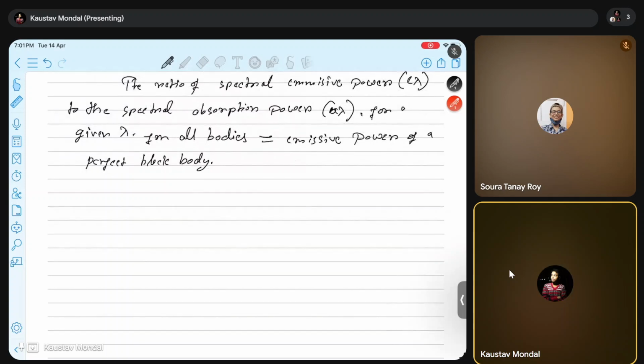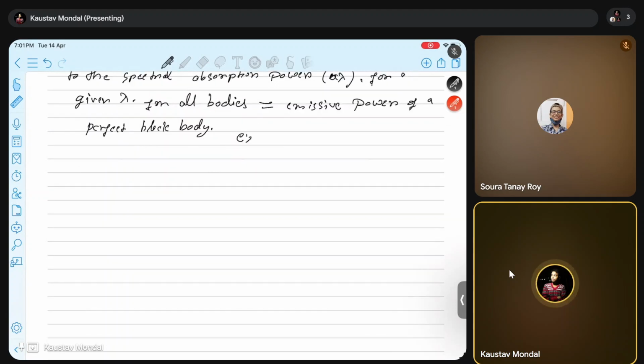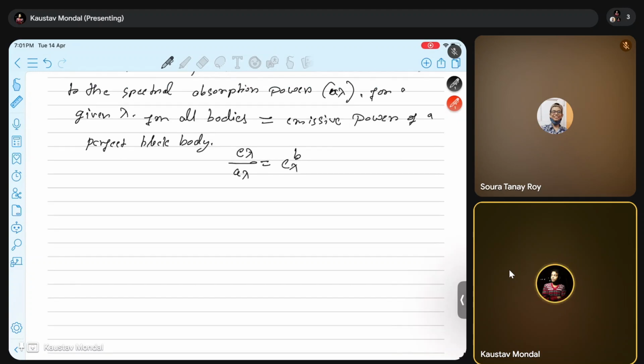That means E lambda by A lambda is given by E lambda of the black body. At a particular lambda and a particular temperature, these things are fixed. If these two things are fixed, then this ratio is also a constant.